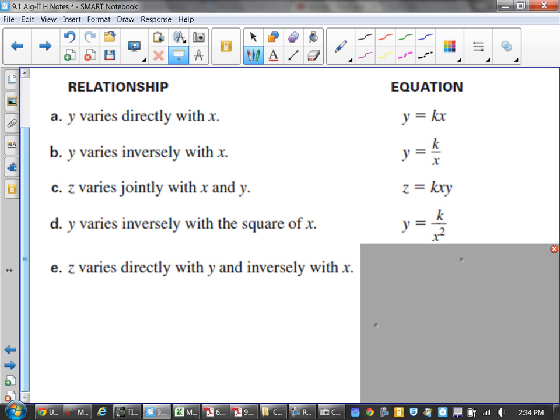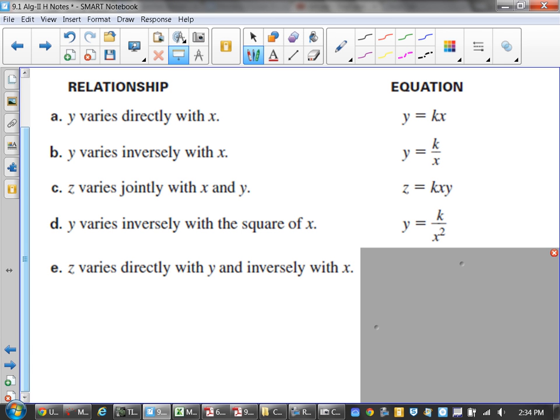Z varies directly with Y and inversely with X. Z equals YK over X. Or can you say KY over X? Either one of them is fine.